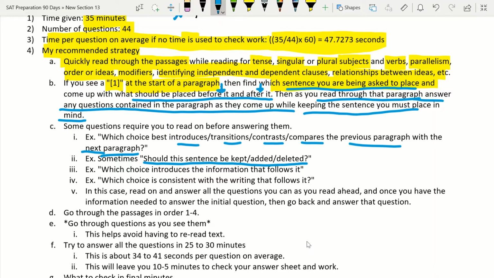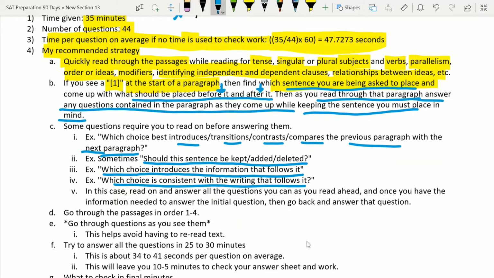Some other types of questions like that would be a question that asks which choice introduces the information that follows it. In that case, you need to know the information that follows to know which choice is the best answer. Another type would be which choice is consistent with the writing that follows, or the examples that follow, or the evidence that follows. In that case, you need to know that evidence or those examples in order to answer the question.